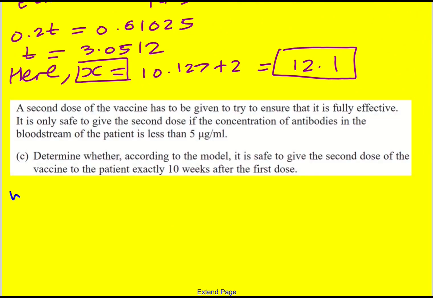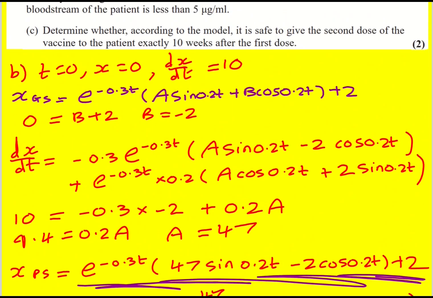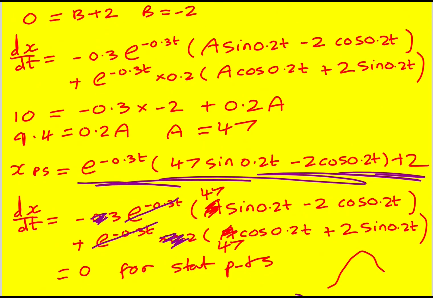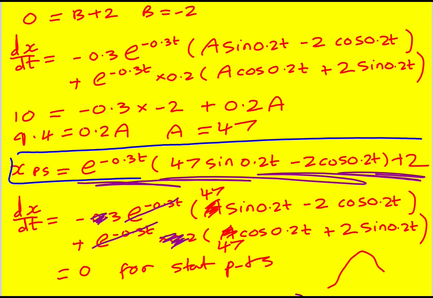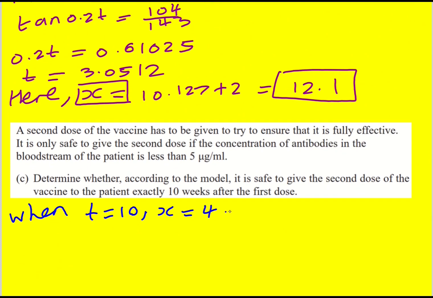So when t equals 10, x equals, again, sub it into our particular solution that we found. Where would it go? Here. Okay, put it into here. And we end up getting 4.169. So this is lower than 5, and the model therefore suggests it is safe.